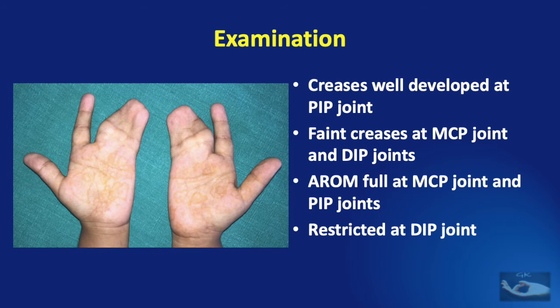You will also note that the creases are well developed at the PIP joint on the volar aspect, but there are only faint creases at the metacarpophalangeal joint and the distal interphalangeal joints. This suggests some restriction of movement at these joints, but the active range of movement is full at the MCP joint and the PIP joint, but there is a restriction of movements at the distal interphalangeal joint.